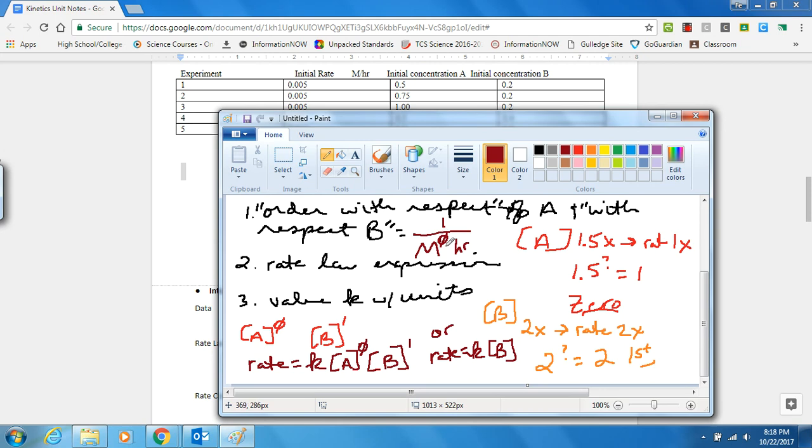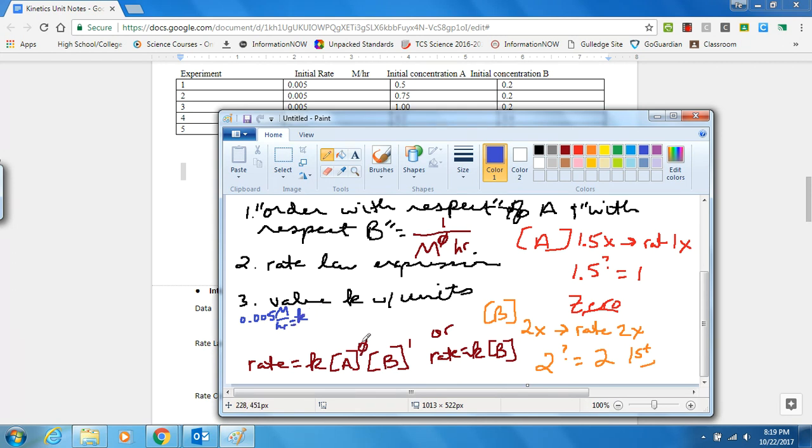Now, not only do you want to figure out units for k, but you also want to figure out the numeric value. So let's just say that we choose experiment 1. We want to plug that information in. So I'm going to use a different color. Let's use blue. And let's plug in the values for experiment 1. So rate is 0.005. k is what we're solving for. Let's put those units down too so you can see how they cross out. So that's molarity over hour equals k.